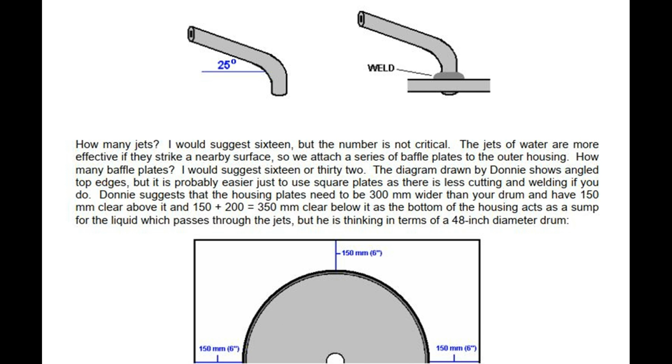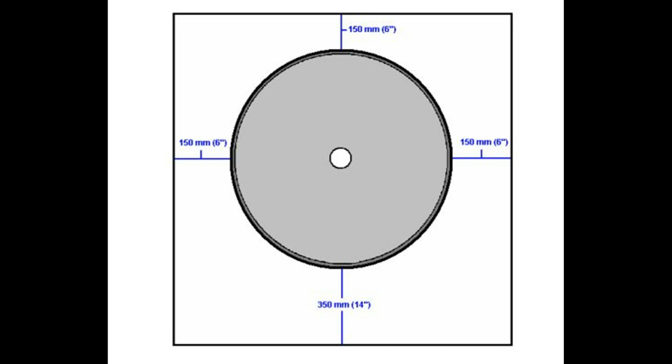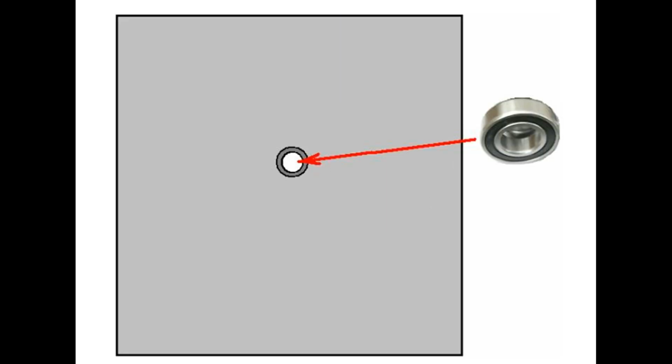Donny suggests that the housing plates need to be 300 mm wider than your drum and have 150 mm clear above it and 150 plus 200 equal 350 mm clear below it, as the bottom of the housing acts as a sump for the liquid which passes through the jets, but he is thinking in terms of a 48-inch diameter drum. The baffles are welded to the back plate of the drum housing, but be sure that they clear all of the nozzles welded to the drum.